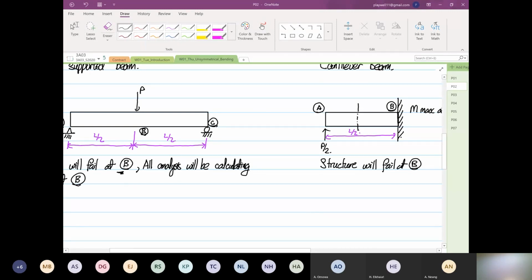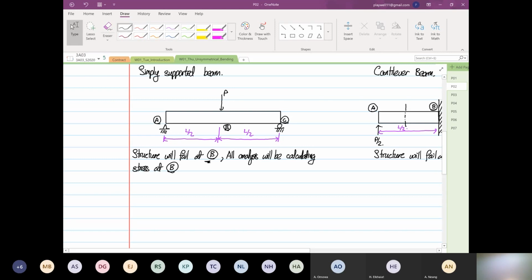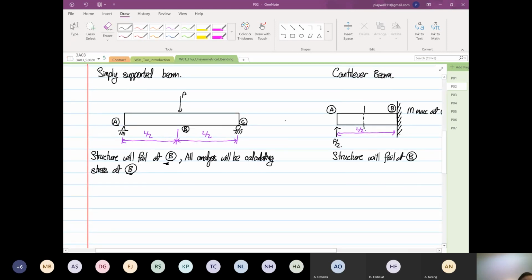Okay, so we know that it will fail at point B. So what I'm going to do now is we're going to prove mathematically why this is the fact, and why a simply supported beam is equivalent to a cantilever beam, given the loading that we have seen. Okay, so we are going to look at simply supported first.